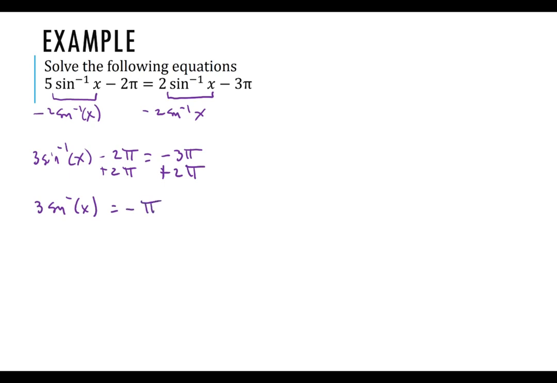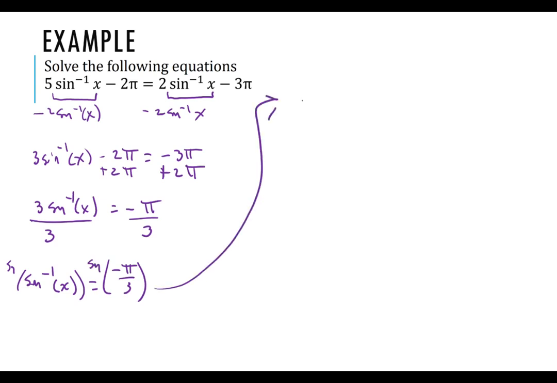Then I can divide by 3. Let's be careful here so I actually get that inverse there. So then that's going to be sine inverse of x is equal to negative pi thirds. Once again, if you're not entirely sure, realize that you can just take the inverse of the inverse, which is sine of both sides. So then what happens? Sine of sine inverse of x, we're going to say is x, and then that's going to be equal to sine of negative pi thirds. Sine of negative pi thirds is negative root 3 over 2.